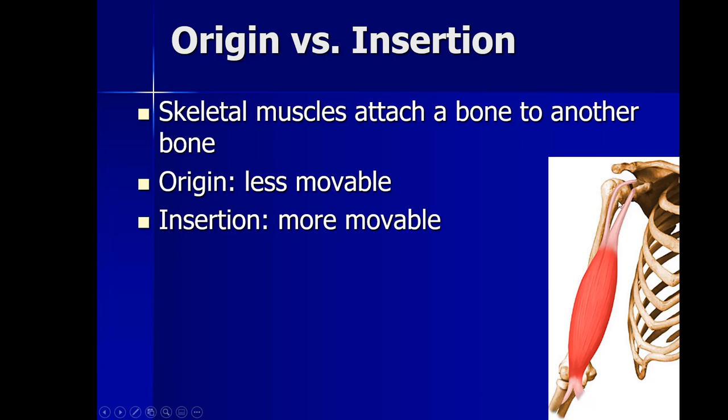Each muscle has an established origin and insertion, but the way they were named is that the origin is the less movable end, and the insertion is the more movable end. You can envision what would happen if this muscle contracted. It's more likely that your forearm is going to move than your scapula. That would make the scapula the origin because it's less movable, and the radius the insertion because it's more movable.